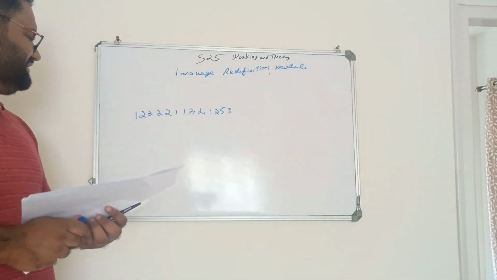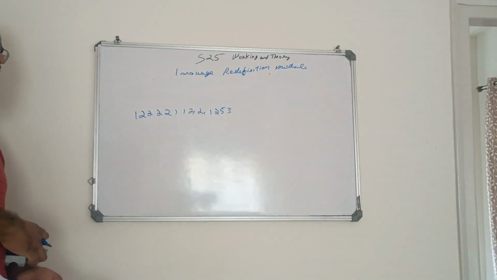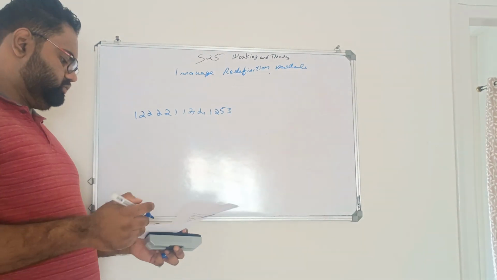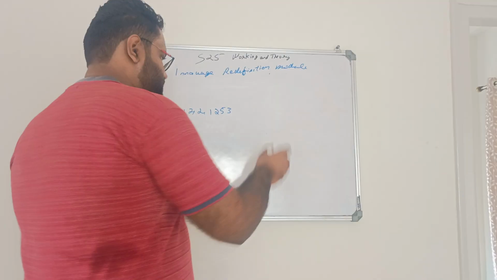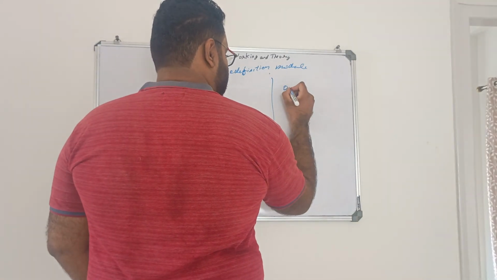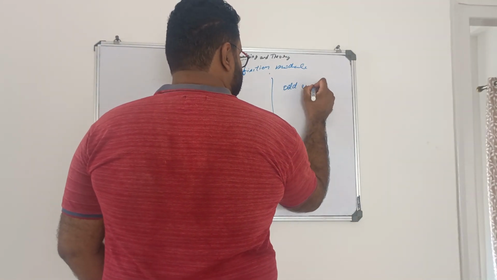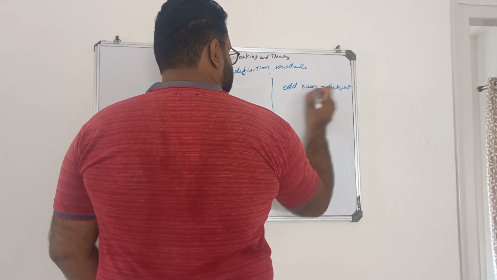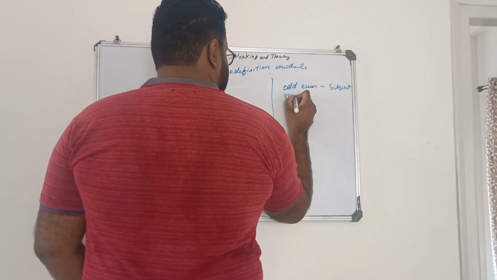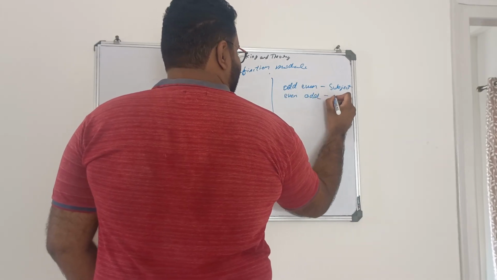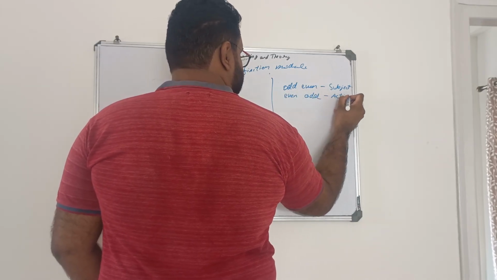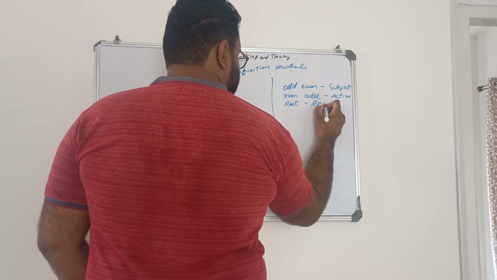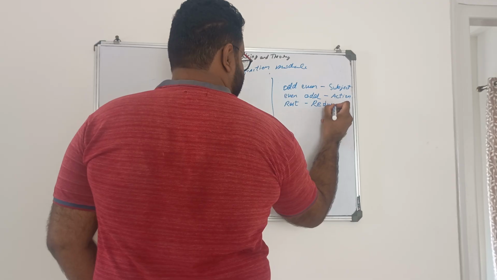Okay, with a sentence like this, it's a little bit confusing what exactly is going on. So let us break it down. Let me just write down the rules again. Odd even is subject, even odd is action, the rest is redundant.